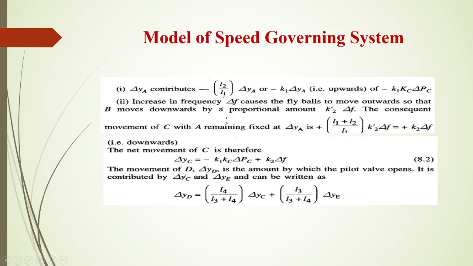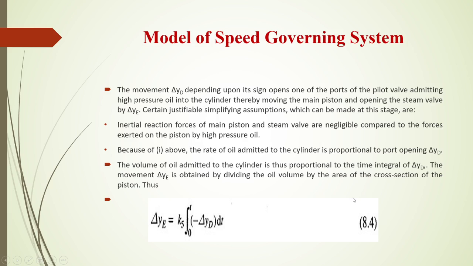Similarly, the movement of D, that is delta YD, is the amount by which the pilot valve will open. It is contributed by delta YC and delta YE, and can be written as delta YD equal to L4 by L3 plus L4 delta YC plus L3 by L3 plus L4 delta YE. So the movement of delta YD, depending on its sign, opens one of the ports of the pilot valve, admitting high pressure oil into the cylinder. Thereby it will move the main piston and open the steam valve by delta YE.